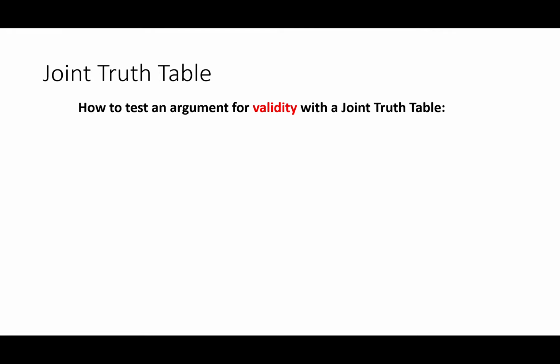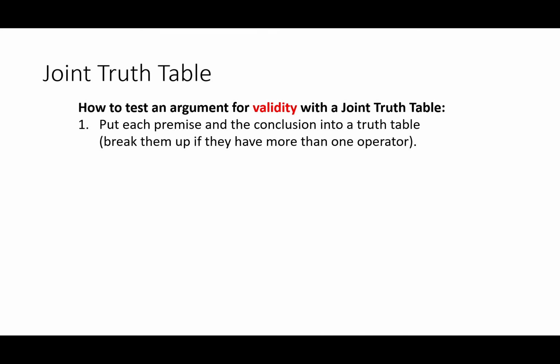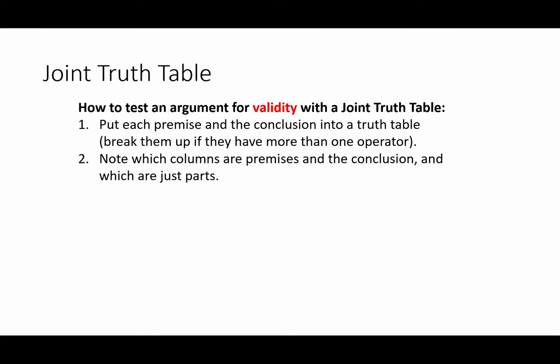Follow these steps to test an argument for validity with a joint truth table. Number 1, put each premise and the conclusion into a truth table. Break them up if they have more than one operator. Number 2, note which columns are premises and which is the conclusion, and which ones are just parts. Then fill out the truth table like normal with the true and false outputs.